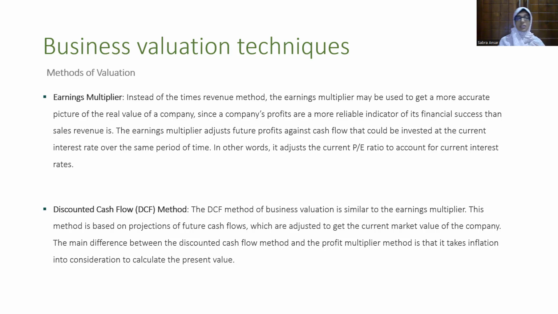The next method is the discounted cash flow method. DCF might remind you of different investment analysis methods, obviously. The DCF method of business valuation is similar to the earnings multiplier. How is it similar? This method is based on projections of future cash flow. DCF uses cash flows like the earnings multiplier, which are adjusted to get the current market value of the company. The main difference between the discounted cash flow method and the profit multiplier method is that it takes inflation into consideration to calculate the present value.